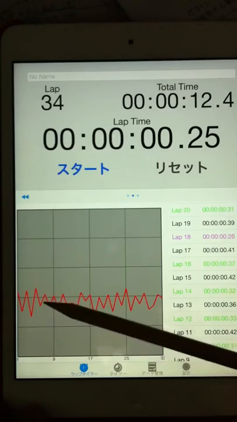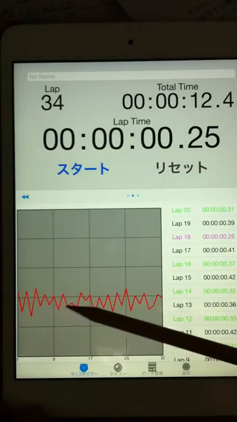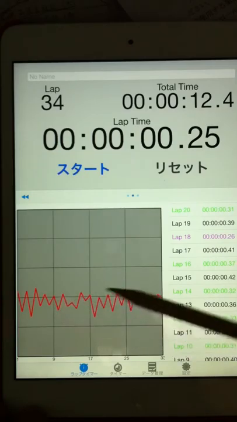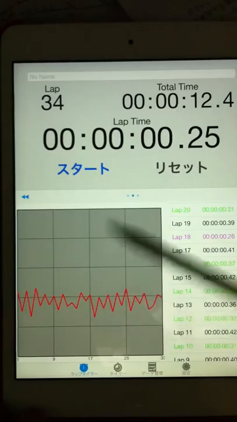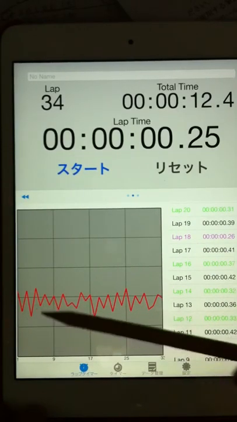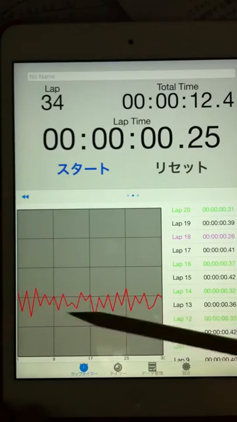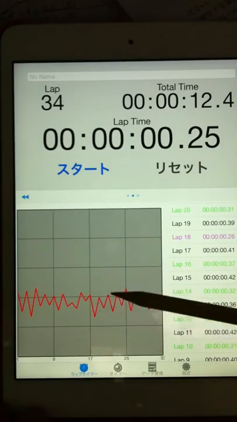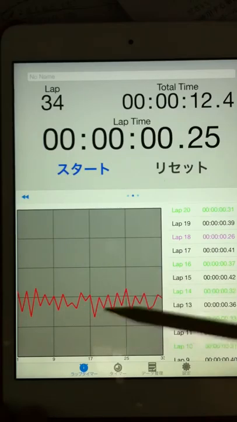Normal bounce and weak bounce and strong bounce. So it's the first beat, second beat, third beat. This is normal bounce.